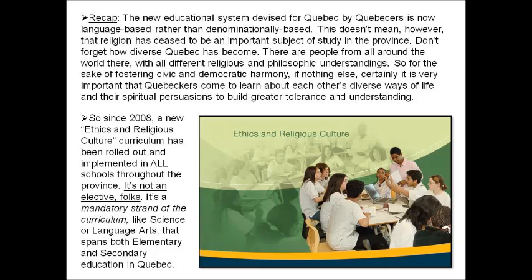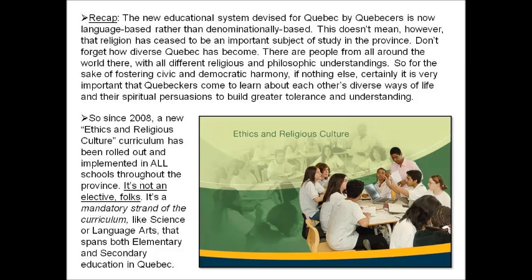So just to recap, the new educational system devised for Quebec by Quebecers is now language-based rather than denominationally based. This doesn't mean, however, that religion has ceased to be an important subject of study in the province. Don't forget how diverse Quebec has become. There are people from all around the world there with all different religious and philosophic understandings.